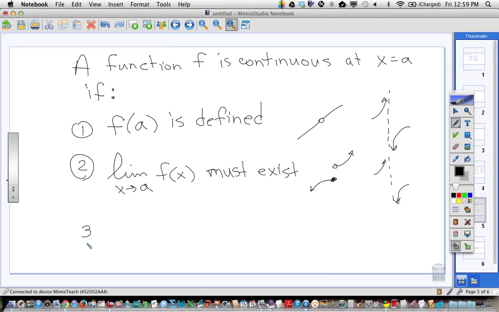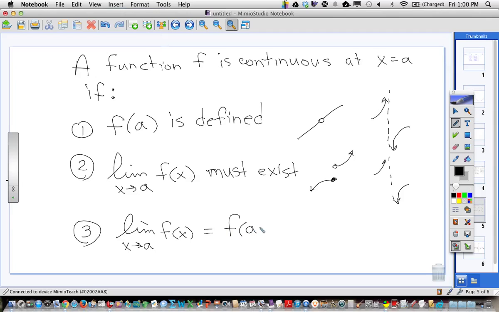And then the third one that has to happen is the limit as x approaches a of f of x has to equal f of a. So there has to be an output at a. The cars have to meet at a, and the output and where the cars meet has to be the same. What would be the one that would violate that?